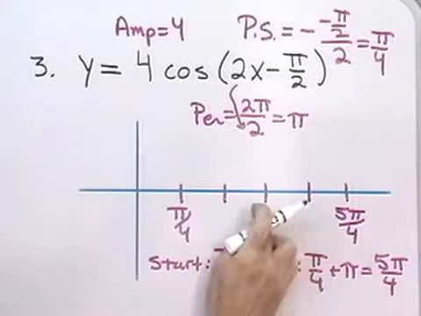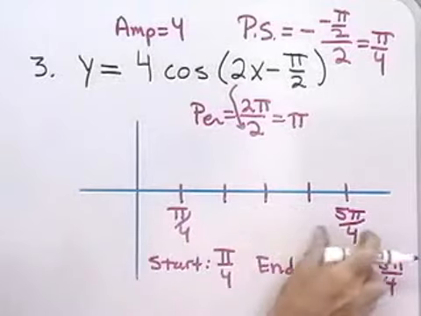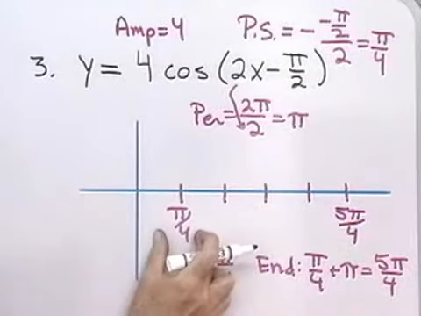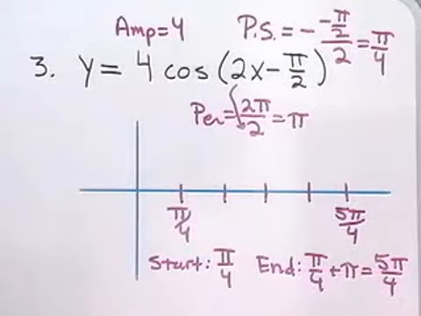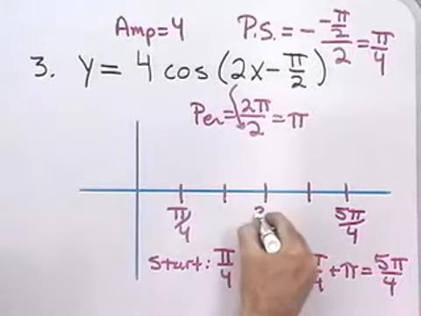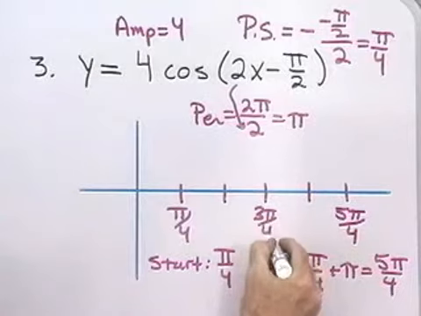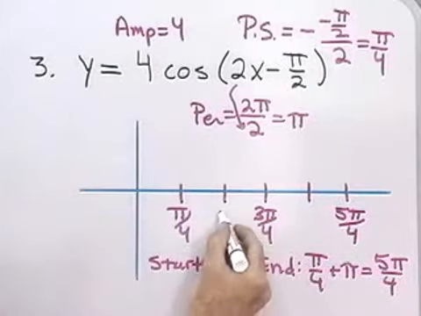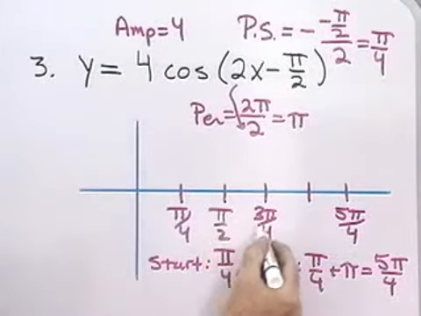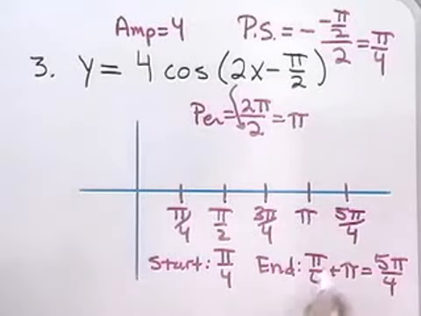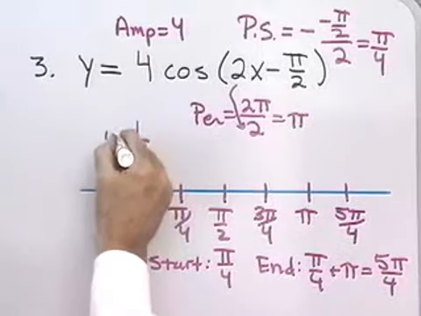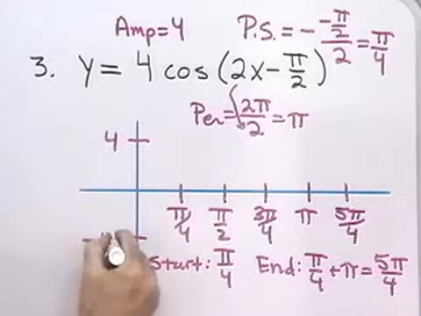If I want to know what point is halfway between, I will average these two, so I'll add them together. Pi over 4 plus 5 pi over 4 is 6 pi over 4, and divide that in half, so this will be 3 pi over 4. 1 pi over 4, 2 pi over 4, so that's pi over 2. 3 pi over 4, 4 pi over 4, which is pi, and then 5 pi over 4. The amplitude is 4, so I'll make that 4 on the y-axis and that negative 4.